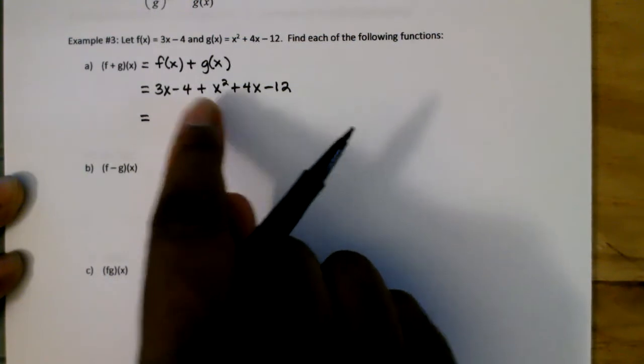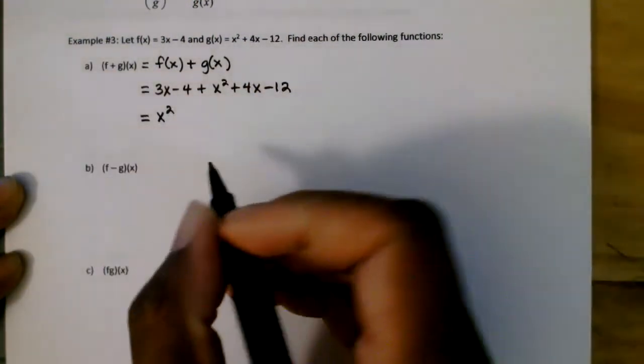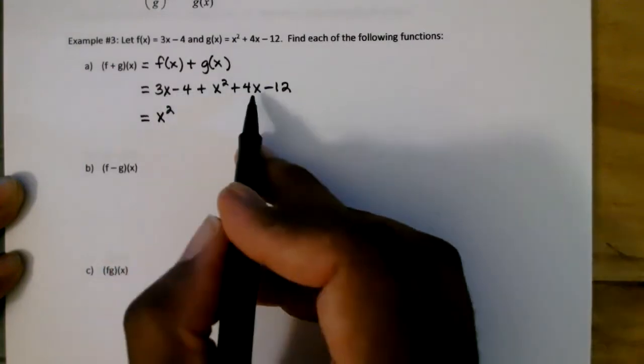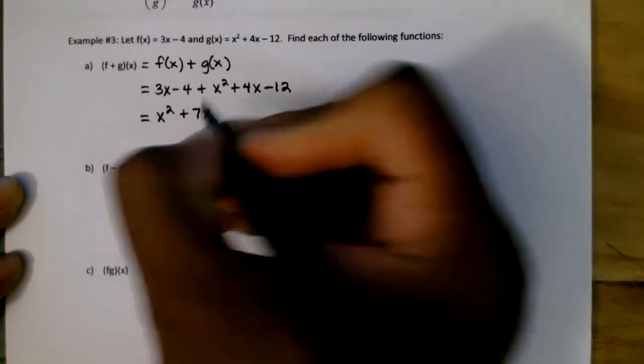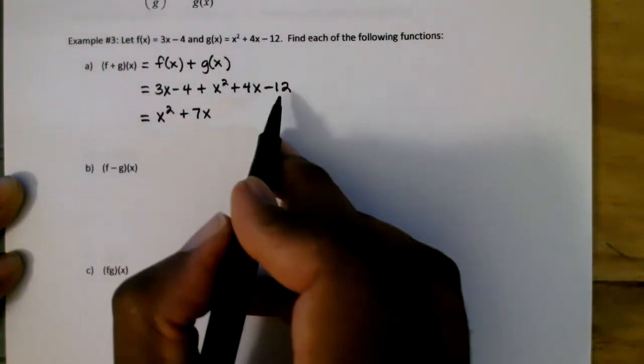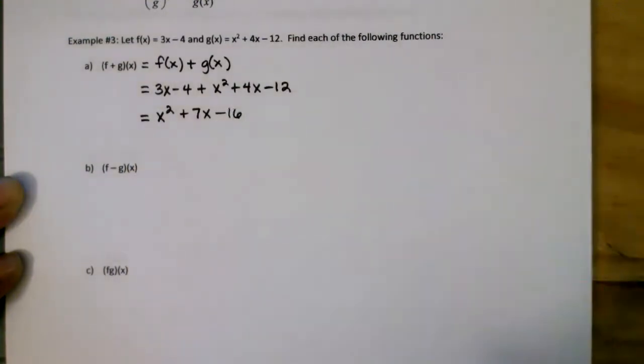Like for the x squared, I have nothing to combine with that, so I'll bring the x squared down. And then 3x plus 4x, I can combine that. That'd be plus 7x. And then minus 4 and a minus 12 will be minus 16. Okay, so the sum of f and g of x would be x squared plus 7x minus 16.